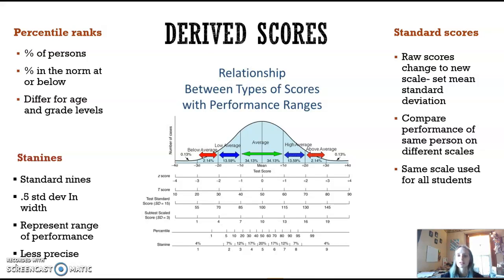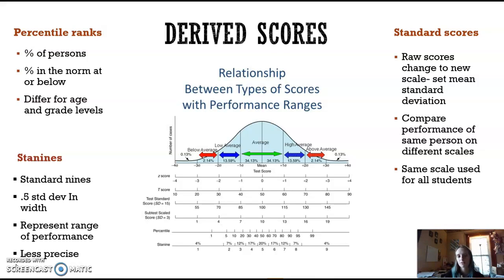The standard scores are where the raw scores change to a new scale. There is a set mean and standard deviation, and your deviations are going to fall below or above. So average, low, below, or average, high, above. This is comparing the performance of the same person but using different scales. So you have your Z-score, T-score, standard score, things like that.